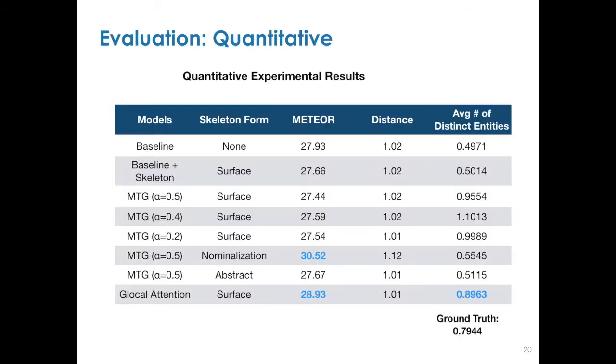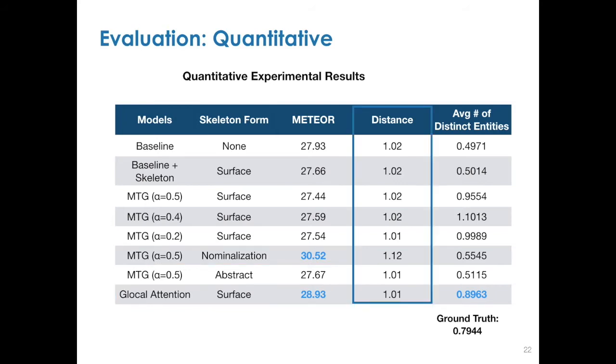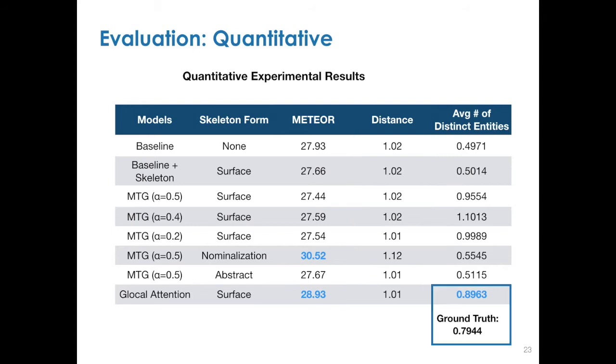Here are some of the evaluation metrics that we concentrated on. As we can see, the multitask generation model and the global attention model improved the automatic metric Meteor. Coming to the distance metric, we computed the Euclidean distance between the generated stories and the gold stories by extracting entities from each of them and comparing the distance between them.